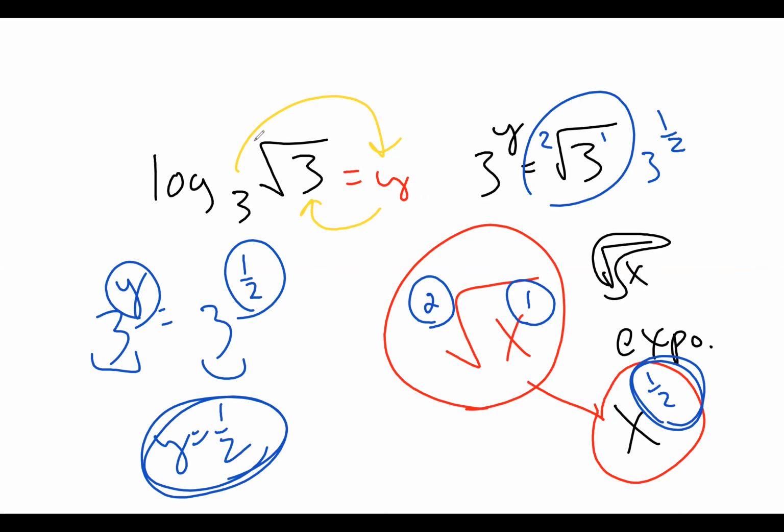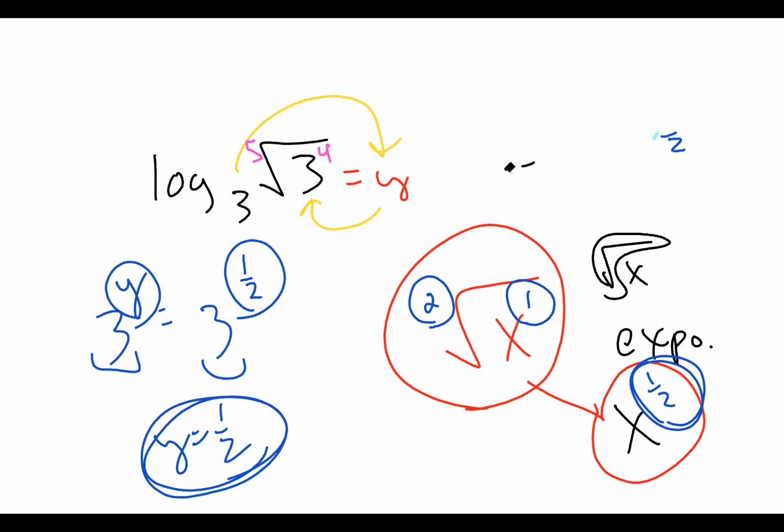Let me add something in here in pink real quick. What if there was a 5 out here, and I'm just making this up, let's say a 4 in here. Then when I rewrote this, I would say that 3 to the y has to equal the 5th root of 3 to the 4th, which is fine. But we would then know that this number's on the outside and this number's on the inside, so this turns into 3 to the 4/5. Exactly, yes.